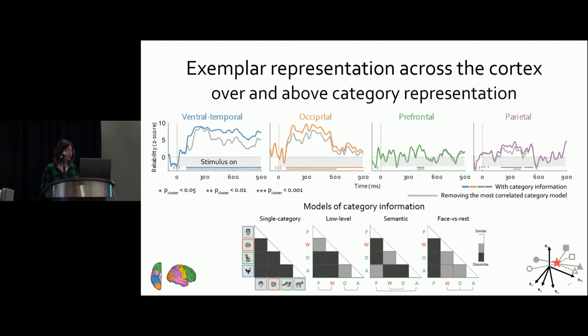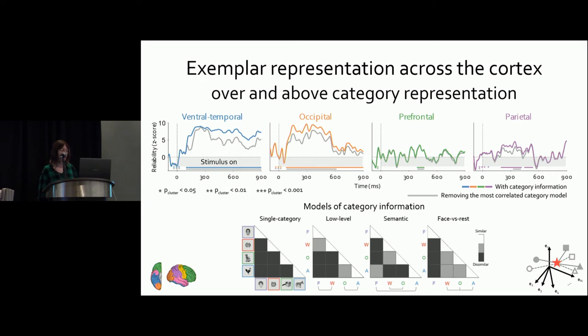And so these are the gray lines. I hope you see them in here. So it's the gray lines now added in each panel. It's consistent with our decoding results that the values do go down, but still we get significant exemplar reliability in all regions, and it's still quite sustained in VT.